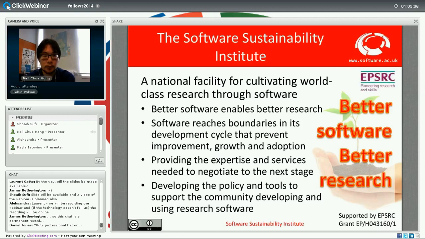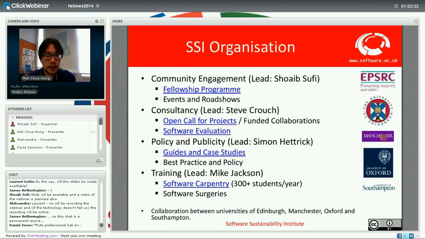So what we try and do is provide expertise and services to researchers, both individually, as a research group, as universities and scientific consortia, and on a wider scale through things like our website, our blog, and our guides. And what we're aiming to do is support all of the researchers who are using software to enable them to do better research. The way that we do this is split into four different themes. You're going to hear a lot more about the community engagement from Shoaib. We also have a consultancy group where we work with different projects, different researchers in funded collaborations, and I'll describe one of these in a moment.